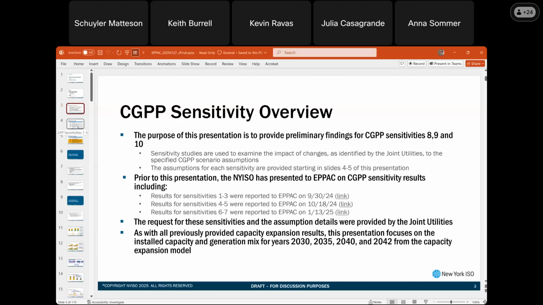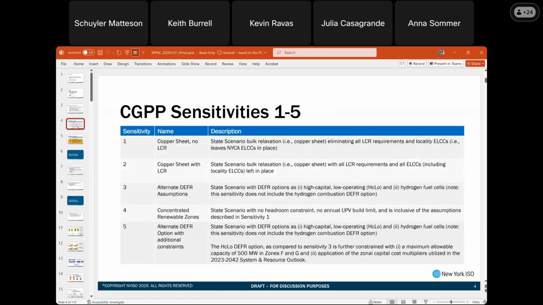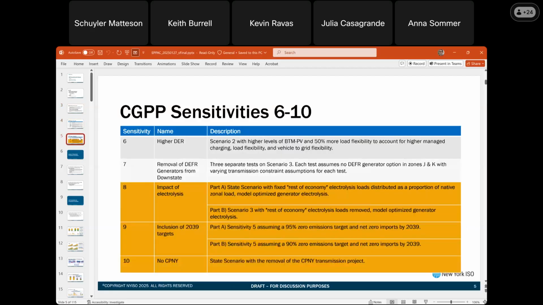So let's get into the overview of the sensitivities. We have in the tables in the next two slides all of the sensitivities that we've done. We have sensitivities 1 through 5 in this slide, as well as sensitivities 6 through 10. And so 8, 9, and 10 we will be going over today.